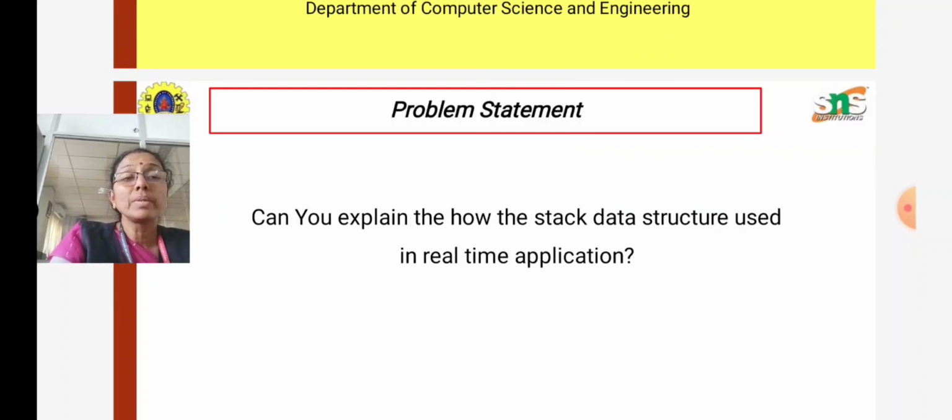Because we already know what a stack is and what the principles of stack are, anyone can explain the properties and basic concept of stack and how the stack data structure is used in real-time applications. Yes.